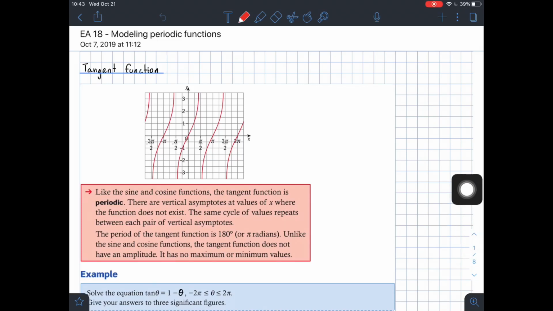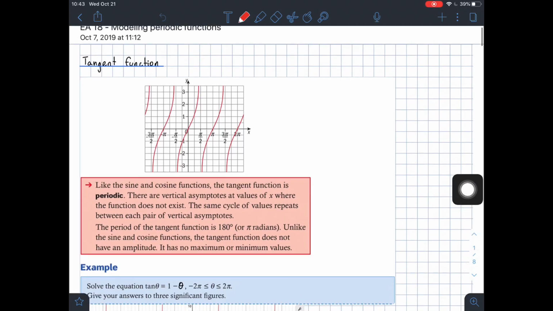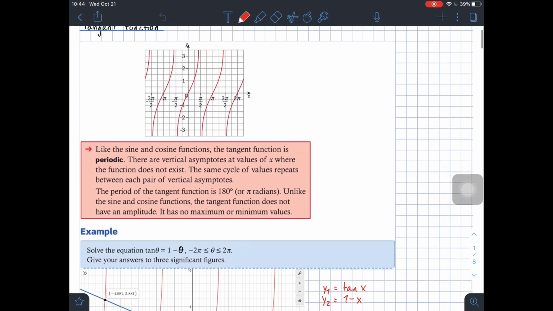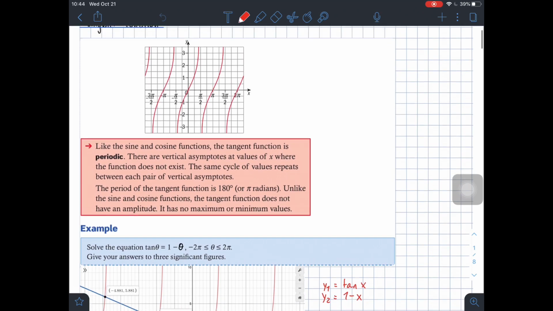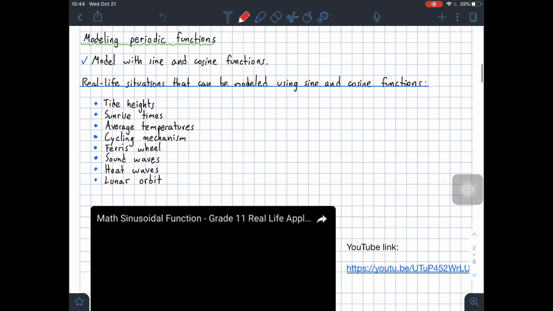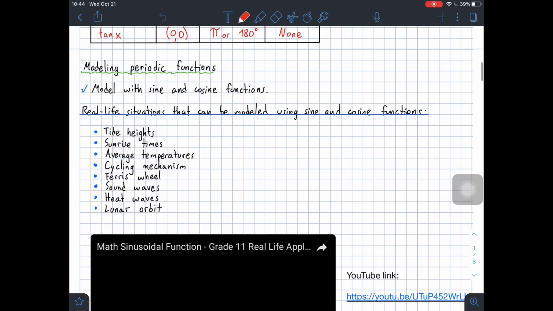Hello juniors, we're going to continue now with electronic assignment 18, modeling periodic functions. We're going to see part 2 of this tutorial video. If you remember from the last video, we have seen the characteristics of a tangent function, and we have seen the first part for modeling periodic functions.